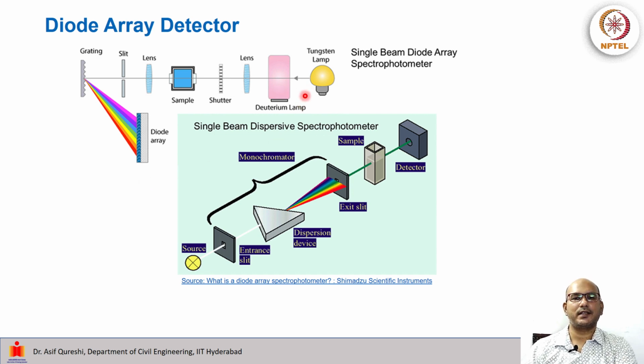We have basically two lamps, a deuterium lamp and a tungsten lamp, and then we have a grating which goes to the diode array. Here is our source, this is the entrance slit, this is the dispersive device, and this is a monochromator, and the sample. For each wavelength that passes, the detector will check the absorbance.